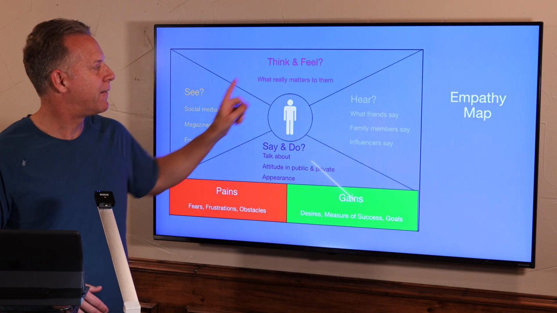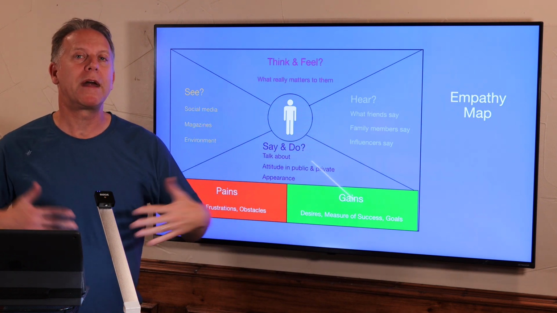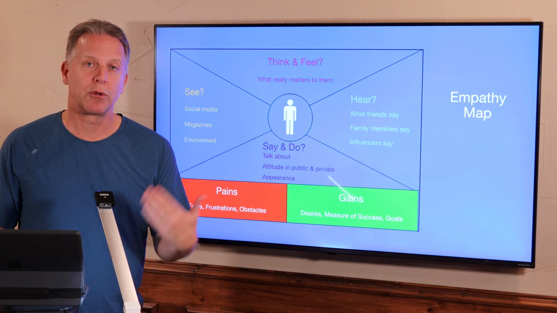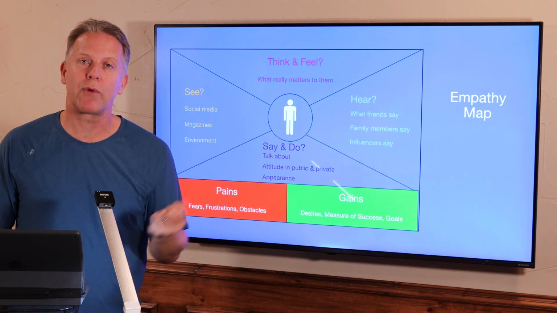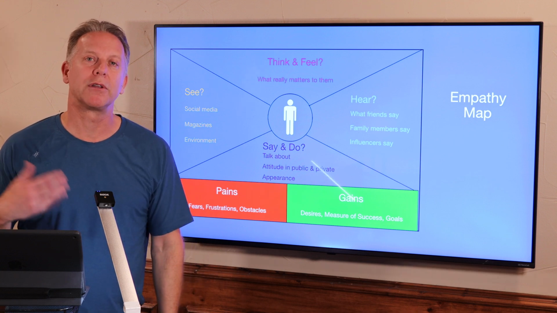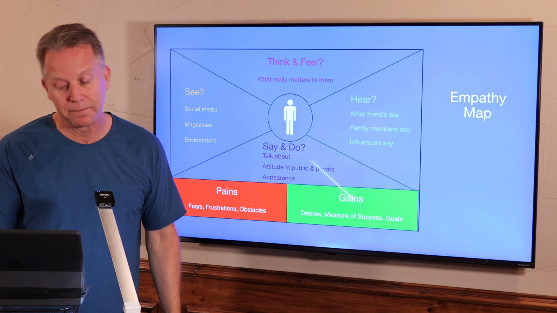So by going through and filling out this empathy map, you'll have a better idea of who this person is. So when you're creating your marketing materials to attract them to your office, you'll be much more successful in doing that because you'll be able to speak their language, so to speak.